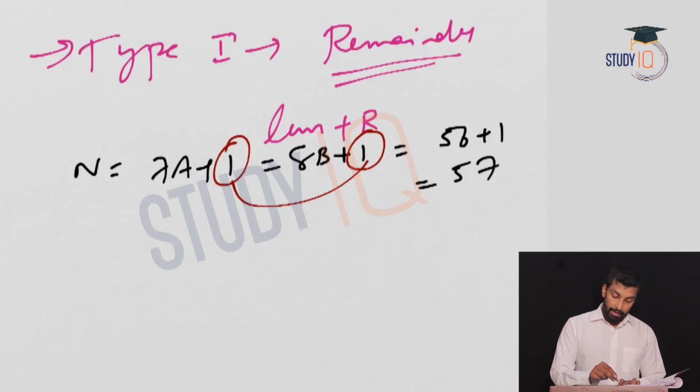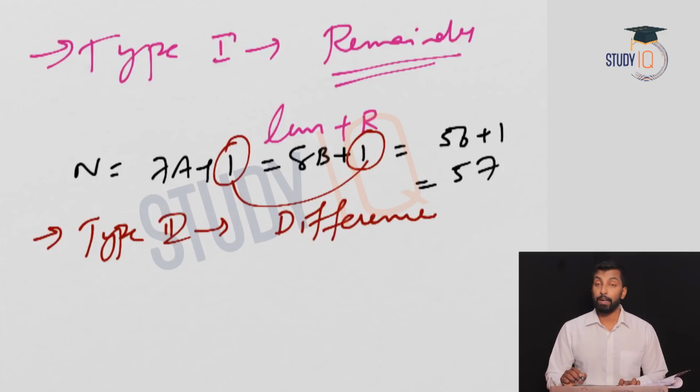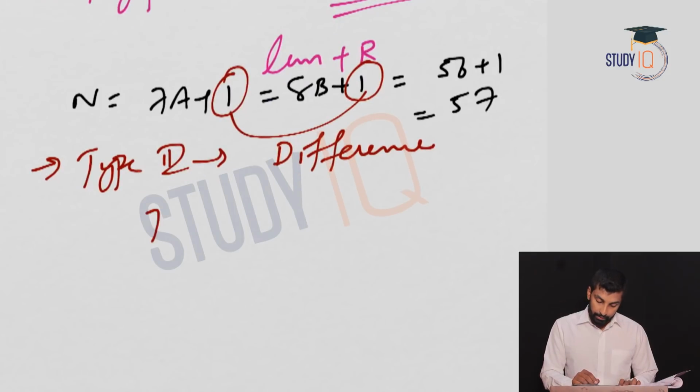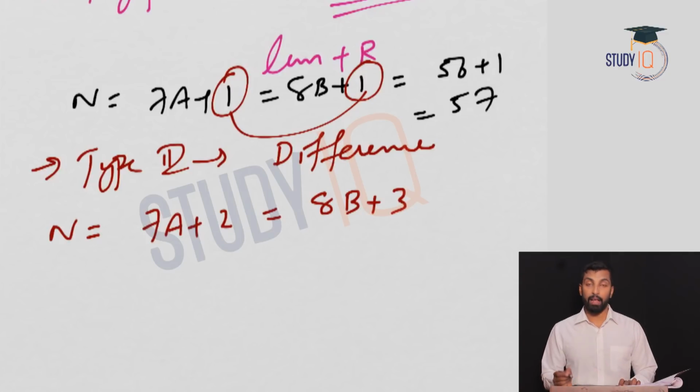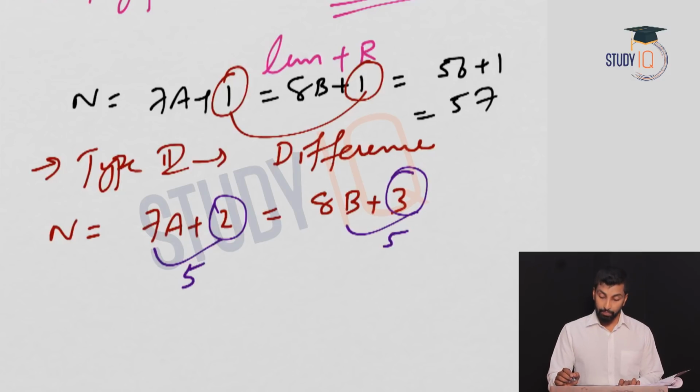Remainder is same. Second type, type 2, what is that? The difference between the divisor and remainder is same, right? One example if you need: 7a plus 2 is equal to 8b plus 3. So n is equal to 7a plus 2, 8b plus 3. Remainders are different, but the difference here is 5, and here also 5. What is the answer? LCM minus difference. So 56 minus 5, 51.